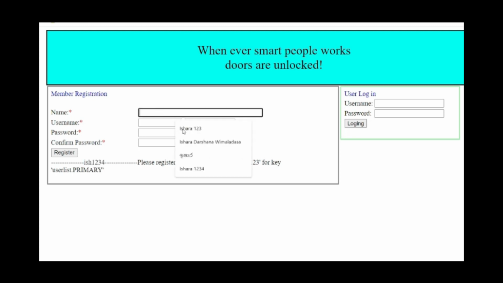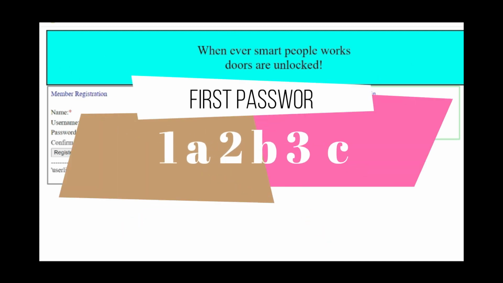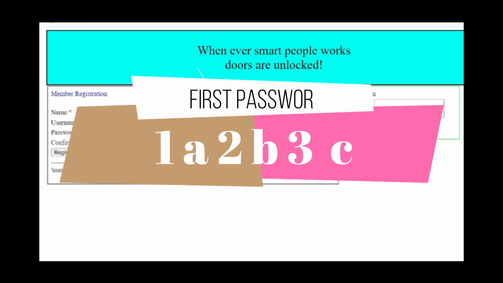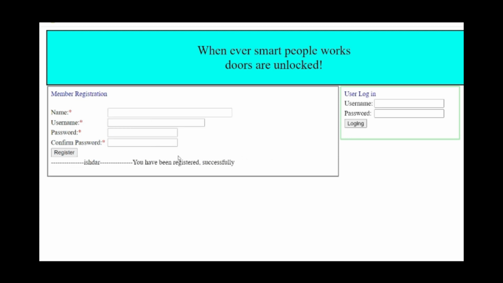Again I am trying to register with another username, ISHDAR, and the password this time the same, 1A 2B 3C, right? It should be a combination of digits and letters like 1A 2B 3C or whatever combination. Now I have registered successfully.